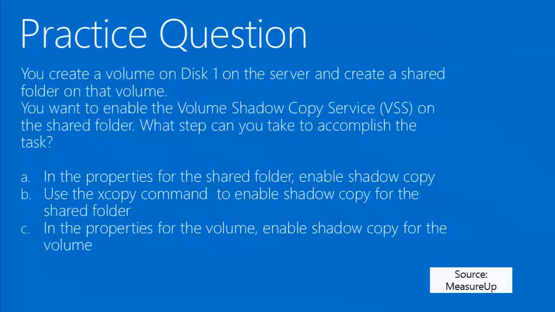Do we do it in the properties of the shared folder and enable shadow copy? Do we use the xcopy command to enable shadow copy for the shared folder? Or do we do it in the properties of the volume and enable shadow copy for the volume? Okay, I heard C above all else, and you're correct. It is C. We do this per volume. We can't do this per share. Xcopy is a file copy command. That's not relevant. It's in the properties of the volume itself where we go and turn this on.